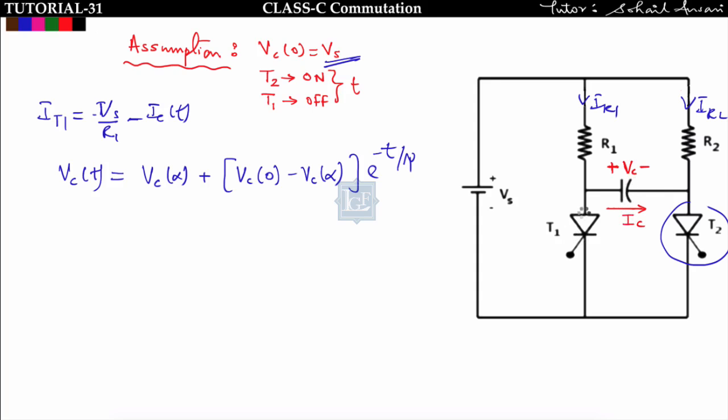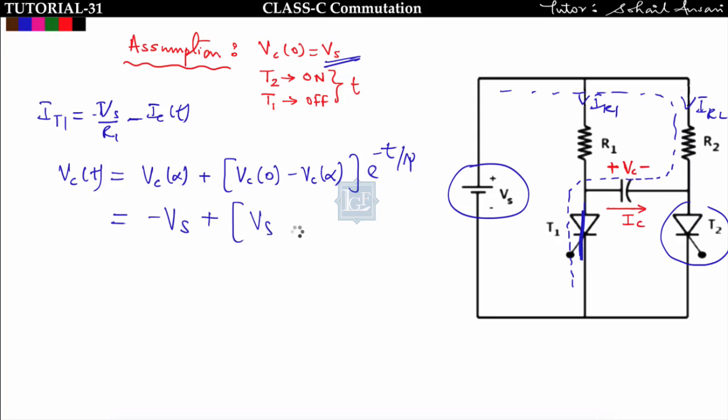At t equal to infinite, this T1 is shorted. So the supply voltage will charge the capacitor with opposite polarity to the initial capacitor voltage. So what will be the Vc of infinite? Vc of infinite will be equal to minus Vs. So it will be minus Vs plus Vc of 0 minus Vc of infinite, which means plus Vs, into e to the power minus t upon tau.